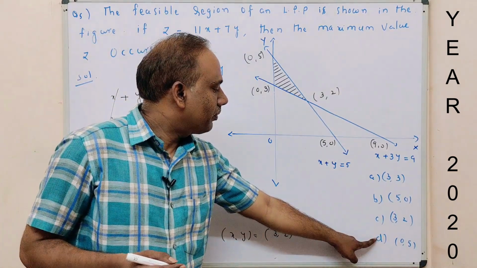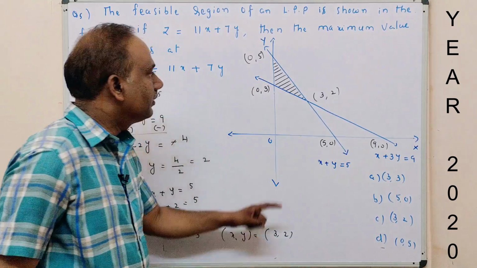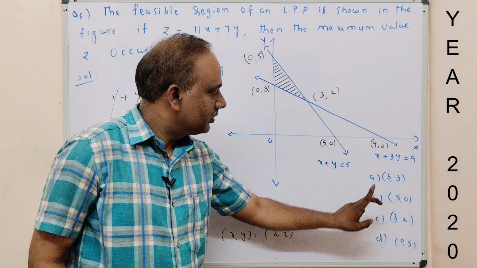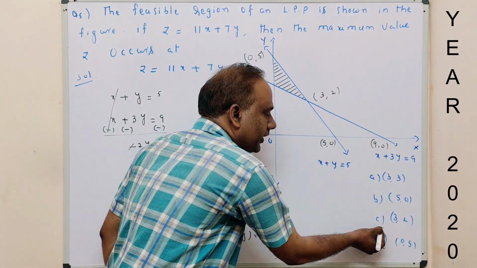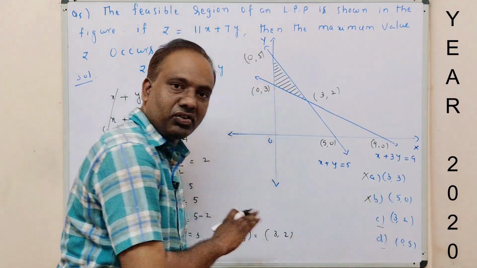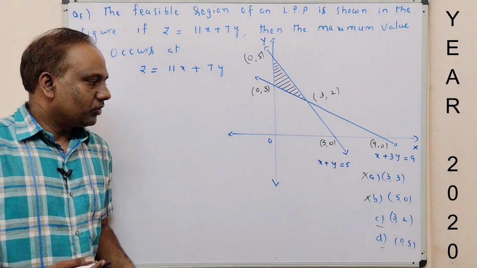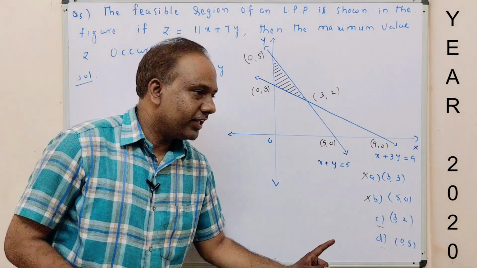So 0 comma 5 is actually one corner point, and 0 comma 3, and 3 comma 2. So these two are the corner points. That means these two options are first of all wrong. We can check only these two options. So now the corner points are what? Option C and option D only.